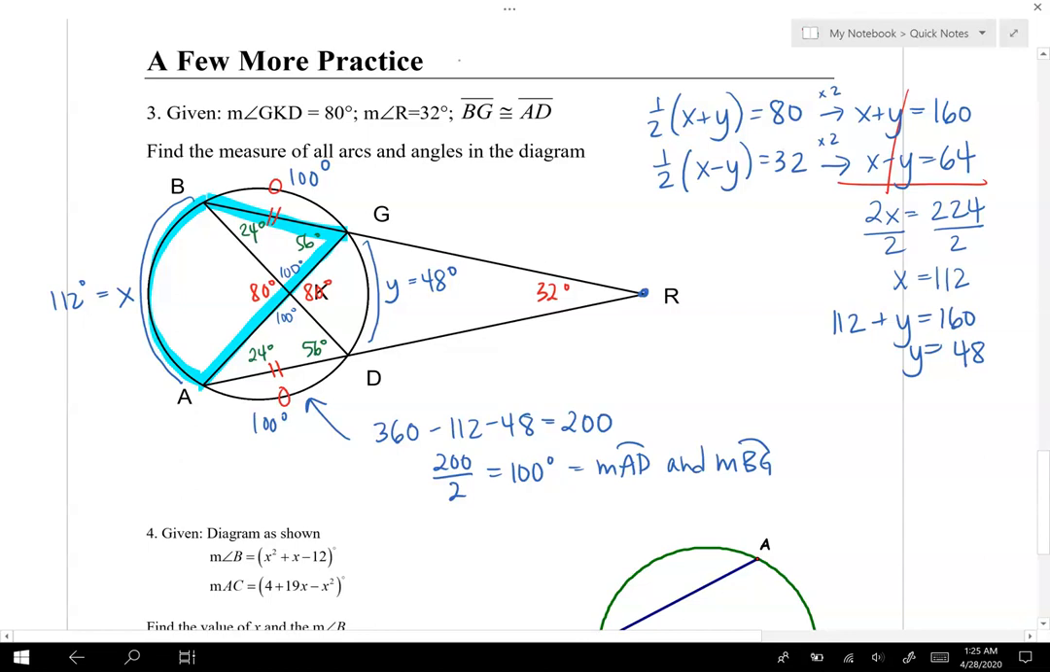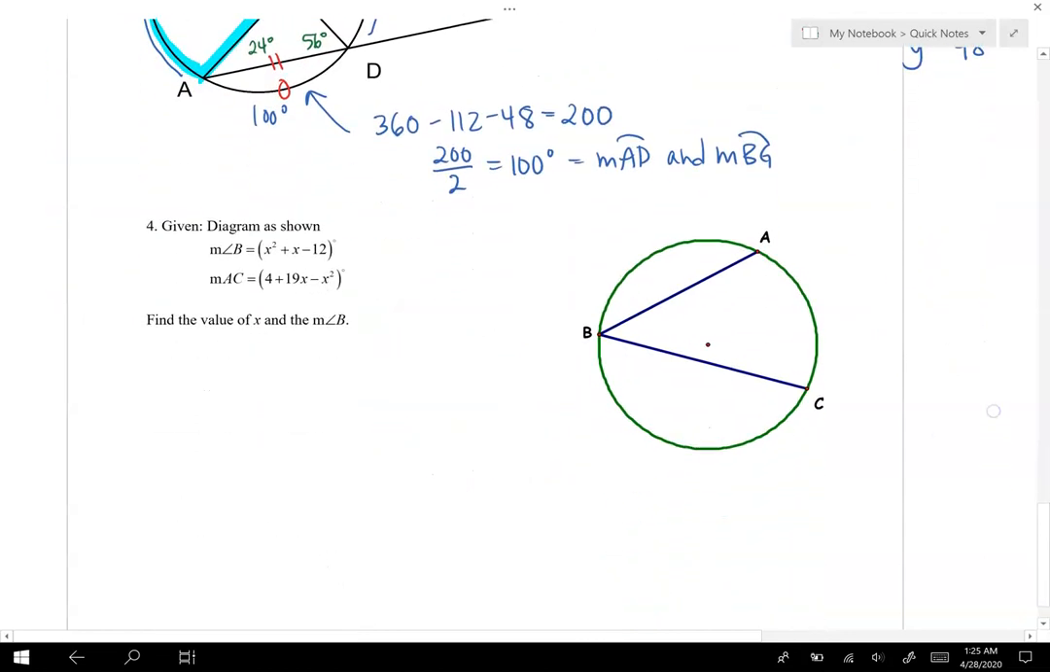All right, last one. Number 4, I'd pause here and see if you could figure it out, but label the picture first. Okay, this should say arc. I don't know why it goes away all the time. All right, this is an inscribed angle. Its vertex is on the circle, so if I double angle B, it should equal the arc.